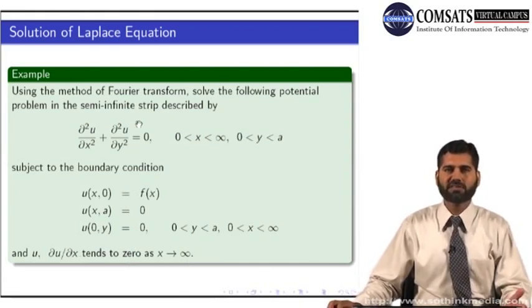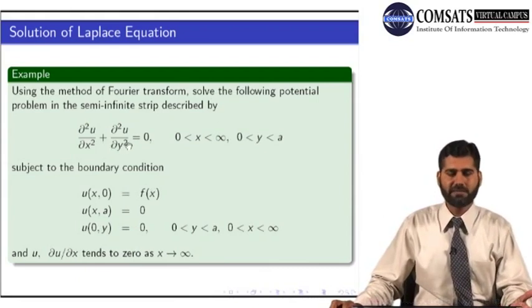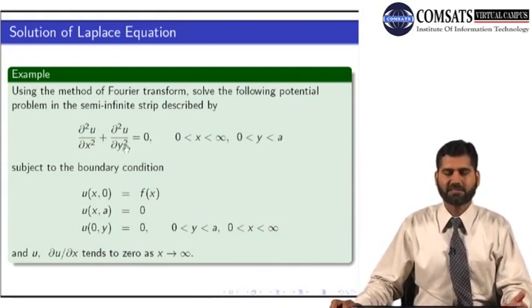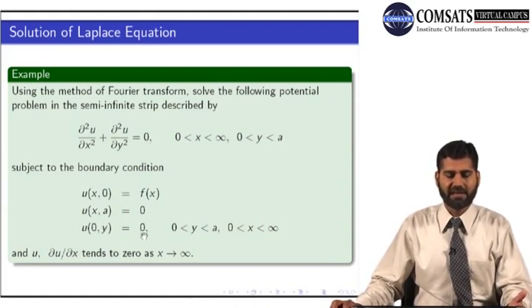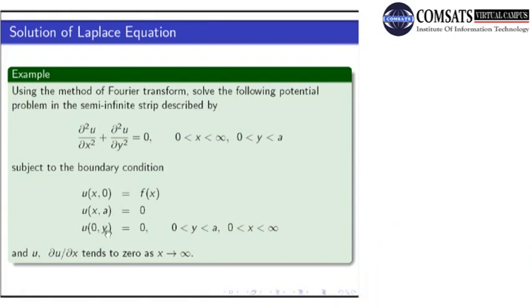So by taking the Fourier transformation, again, it's very easy. This will be converted to minus alpha square u, and this will be d2u by dy square is equal to 0. Again, your solution will be in cosine and sine form. All right. By using these zero conditions, you can easily obtain, because these are the conditions on y. Y is equal to a and y is equal to 0.